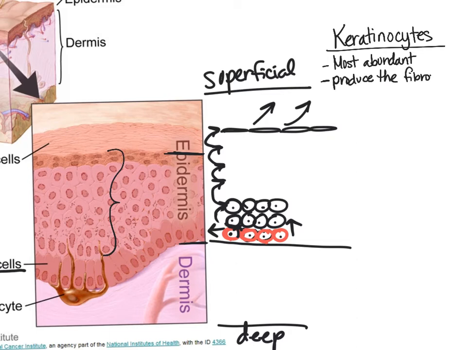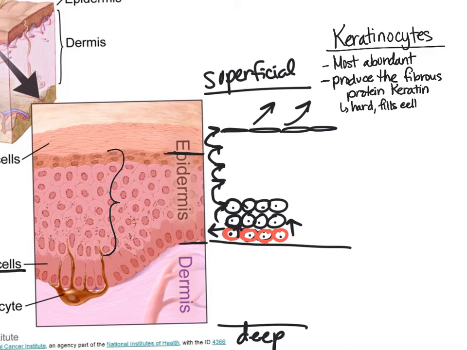The keratinocytes, as their name implies, produce the fibrous protein keratin. And this is a hard protein, and it fills the cell as it moves more superficially.